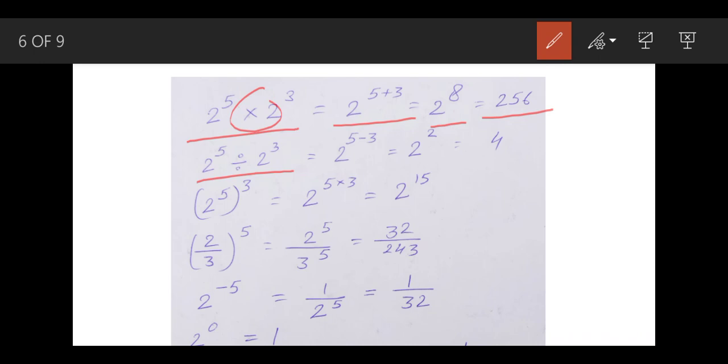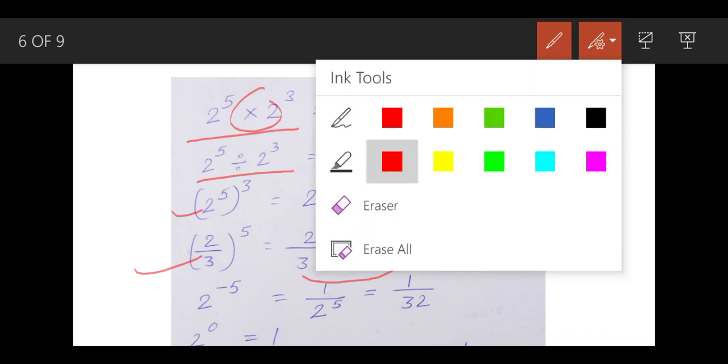Power to the power will be multiplied, so 2 to the power 5 whole power 3. We will get 2 to the power 5 into 3, which is 2 to the power 15. Now 2 to the power 2 by 3 whole power 5. This will give 2 to the power 5 upon 3 to the power 5, where 2 to the power 5 means 32 and 3 to the power 5 means 243. So the answer will be 32 upon 243.